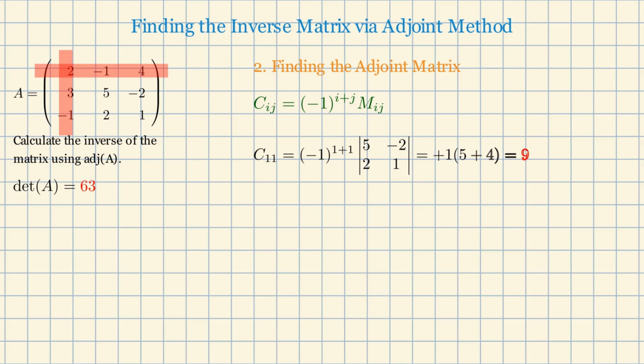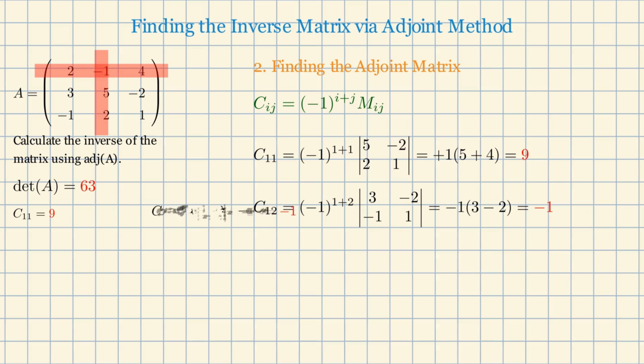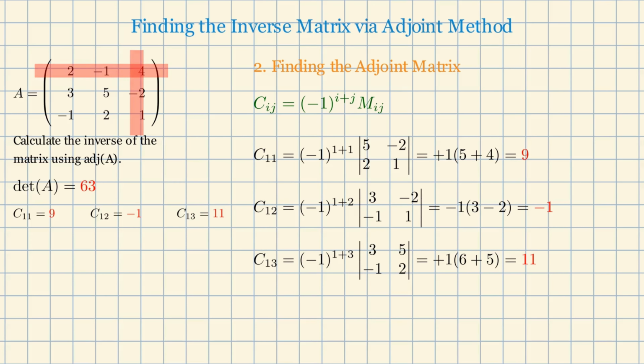C11 equals negative 1 to the power of 1 plus 1 times M11 equals 9. C12 equals minus 1 to the power of 1 plus 2 times M12 equals minus 1. C13 equals negative 1 to the power of 1 plus 3 times M13 equals 11. Try doing the second line yourself first.